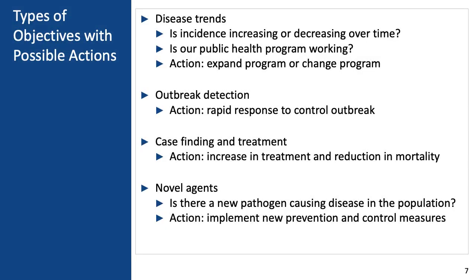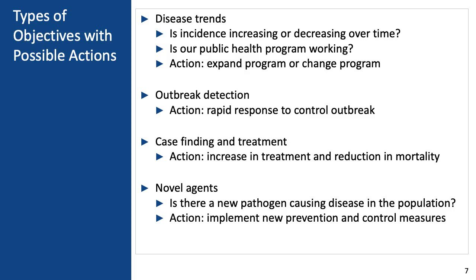So let's go through a few examples of types of objectives for public health surveillance and then some possible actions that might go along with those. Let's say, for example, the objective of your public health surveillance is to identify disease trends. So you would be answering questions such as, is incidence increasing or decreasing over time? That might tell you, or it might be able to answer the question, is our public health program working?